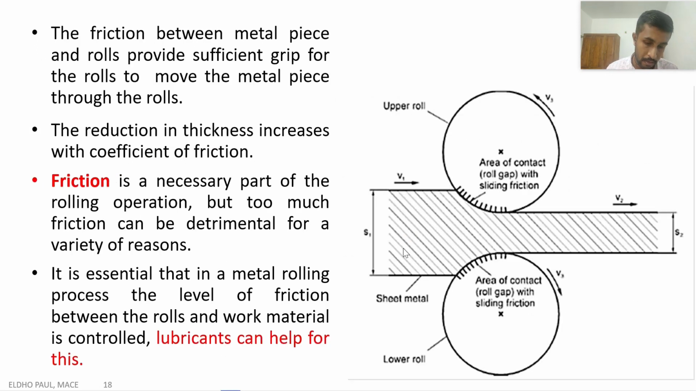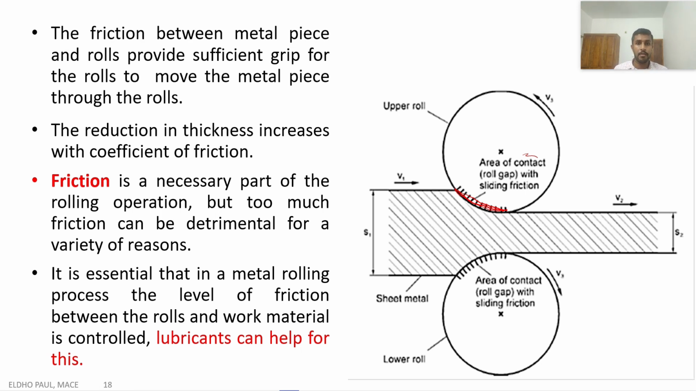So this is the area where contact between the workpiece and the roller takes place. Here there will be some friction, because there is sliding between the rollers and the workpiece. There is a relative movement between the roller and the workpiece, and this relative movement develops friction between them. So we have to apply some lubricants to reduce the friction, but we should not decrease the friction to zero. There is a requirement of friction between the roller and the workpiece.